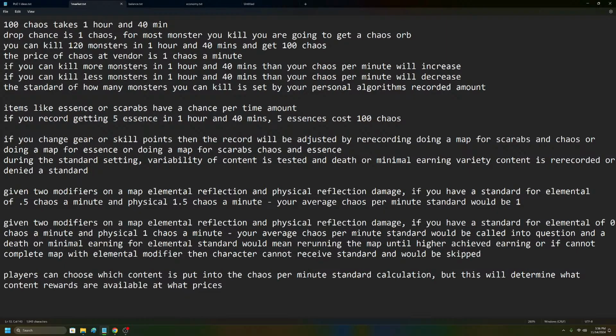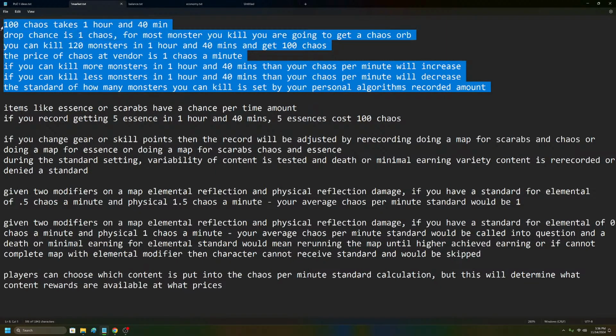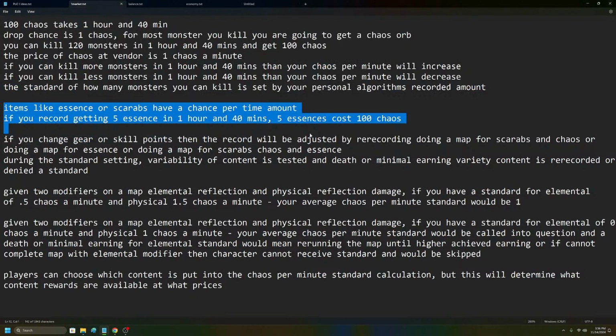So to just go over what's in front of you here, right? I kind of covered this as like the standard of one Chaos Orb and the group damage per second on the map. And then I kind of covered this with describing how there's a drop chance for essences, just like there's a drop chance for Chaos Orbs, and that would be altered depending on the drop chance of the Chaos Orbs.